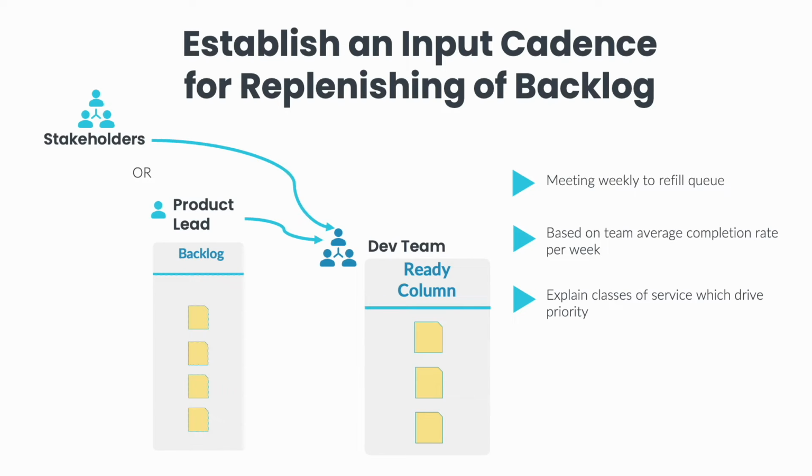Your stakeholders should also understand the classes of services that you set up for your team. This is important because your classes of services drive the priority of the work items once they land into your active Kanban board. You should make sure any requests coming in from stakeholders are mapped appropriately to your classes of service and delivery expectations are set with them.